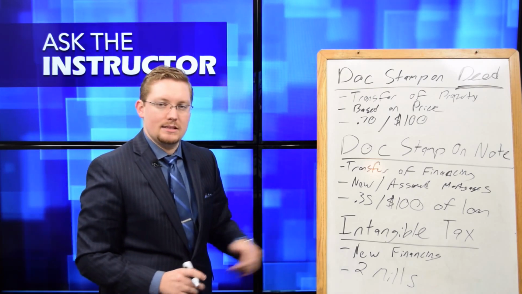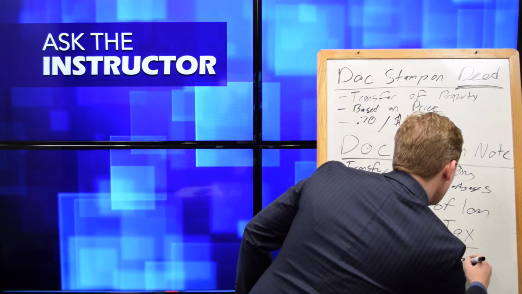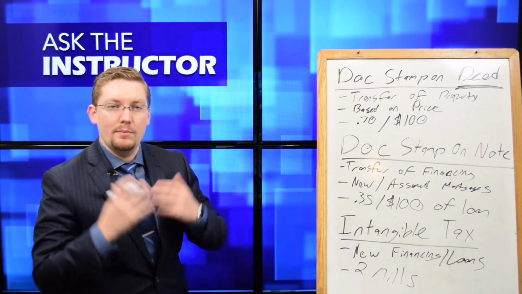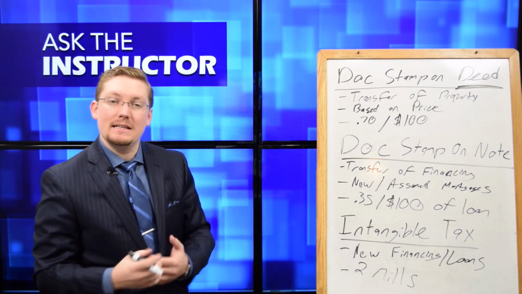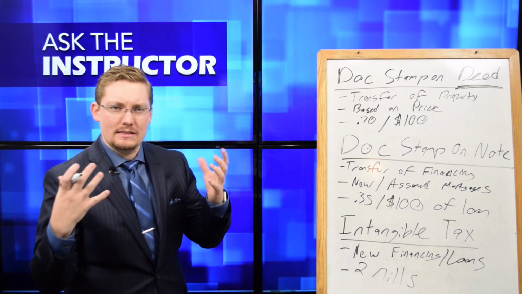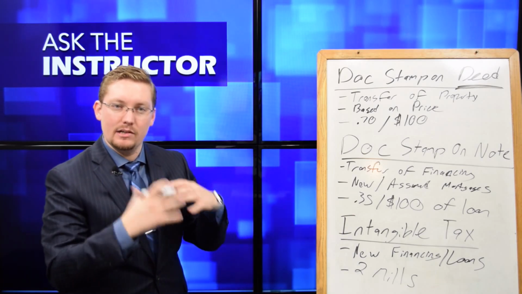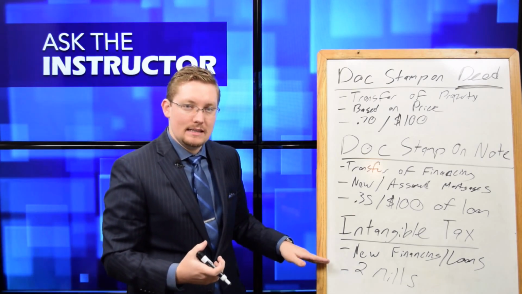So the intangible tax is $2 million, and it's only for new financing or loans or mortgages or whatever it is that we're calling it. But these are only being charged for the creation of a brand new intangible product. That word intangible means not real, and a loan isn't something you can go to a store and pick up off of a shelf. It's something not real that you can't necessarily touch and feel. That's what we call an intangible. That's why this is the intangible tax.